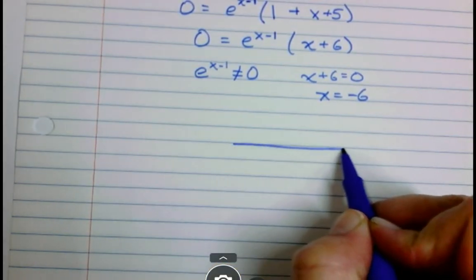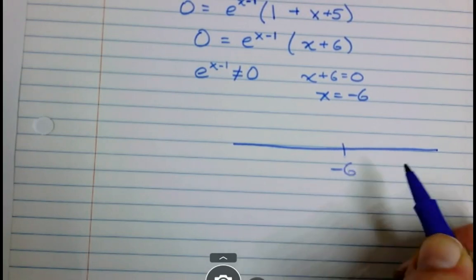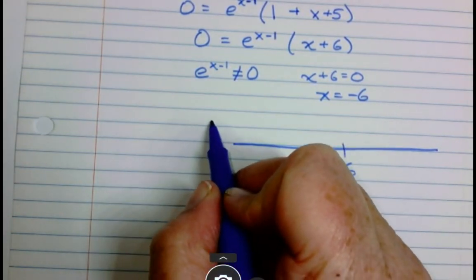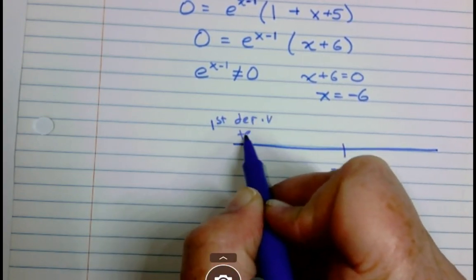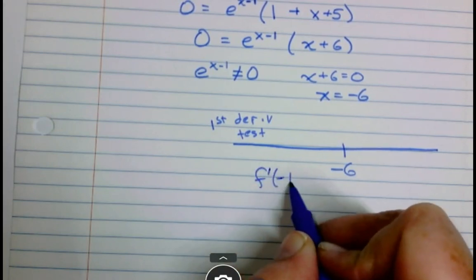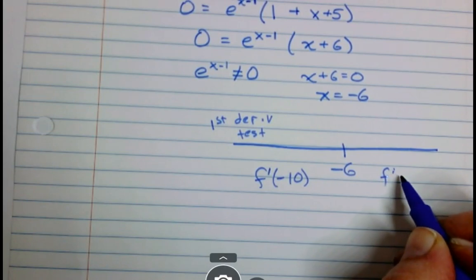So here's my first derivative test. I only have one critical number, that's -6. This is my first derivative test. I always like to write that. I'm going to test f prime of negative 10 just because I love that. And I'm going to test f prime of 0.